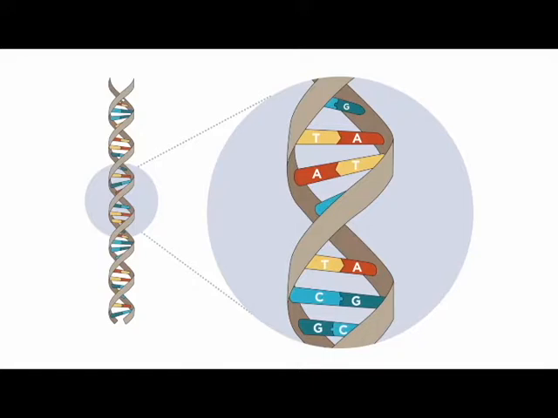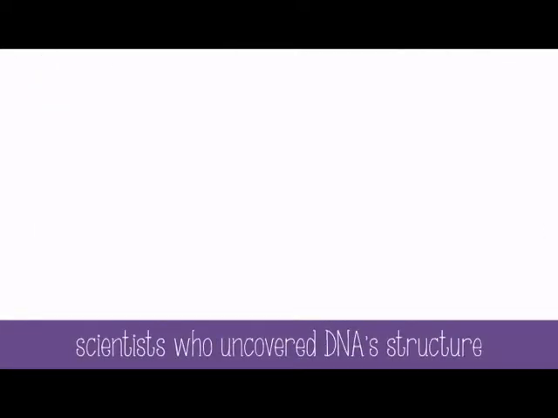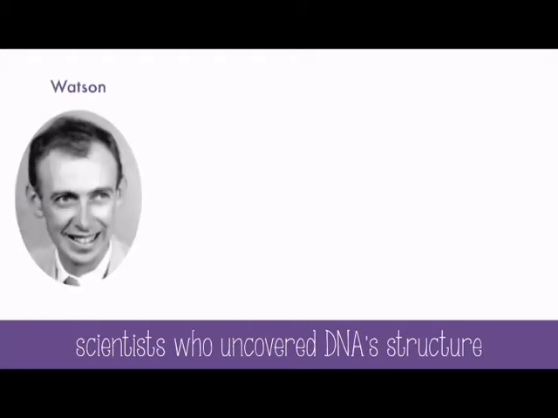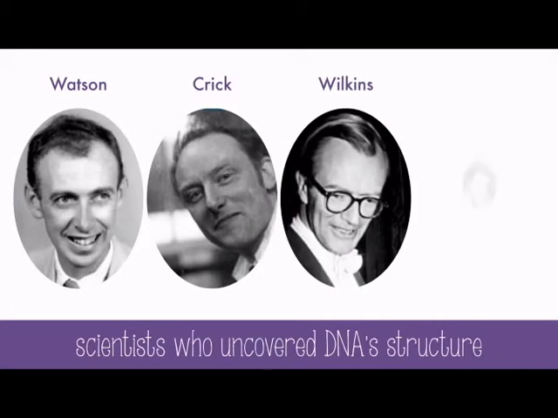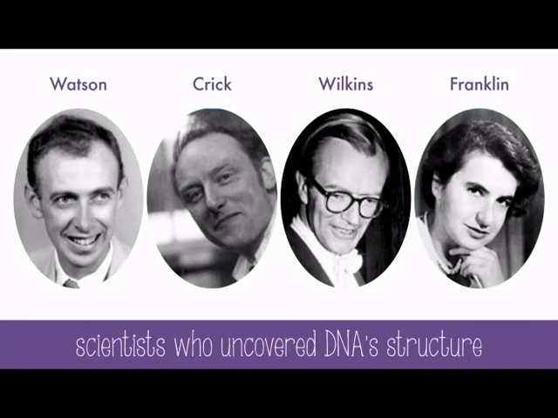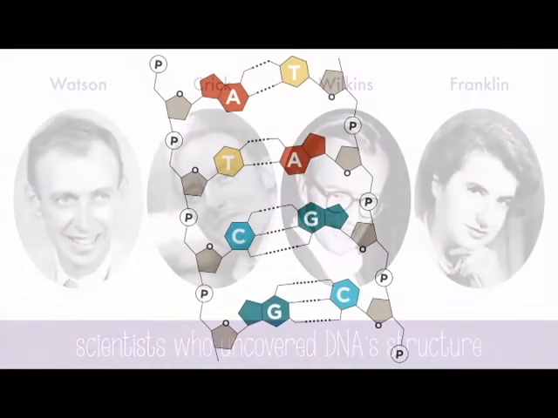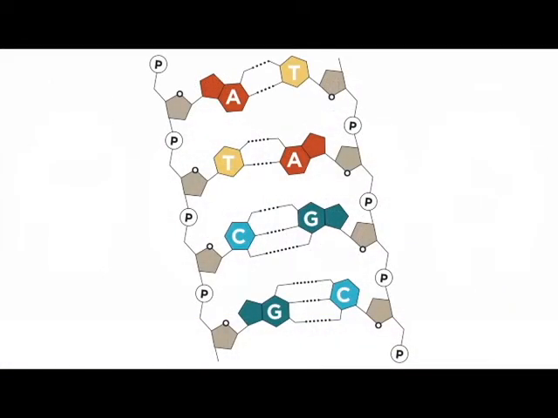Because DNA is double-stranded, we use the phrase double helix to describe its structure. There are 4 scientists who are credited with discovering the shape of DNA, and they are Watson, Crick, Wilkins, and Franklin. All of them received a Nobel Prize for their work, except for Rosalind Franklin. She died before the prize was given. Each of these scientists played a role in piecing together the structure of DNA.